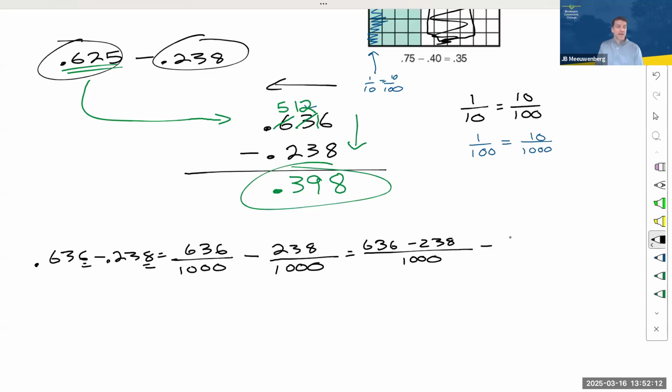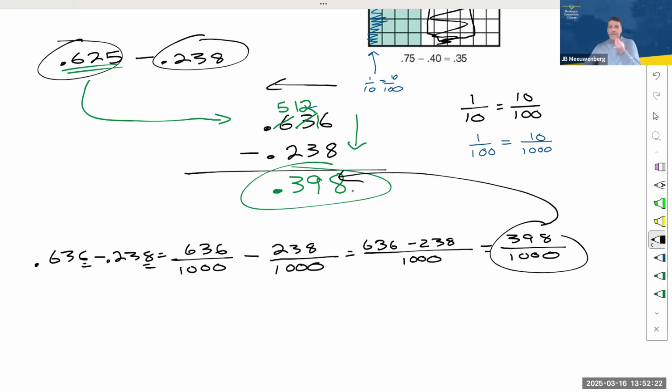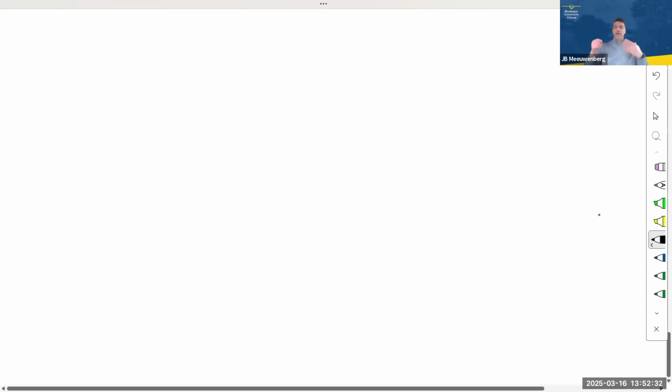And then we do that subtraction to get 398 thousandths, right? So we can see this is equal to that. So again, making that connection to fractions is really critical for both your understanding of decimals and for fractions. So go ahead, and I want you to try a couple of these on your own.